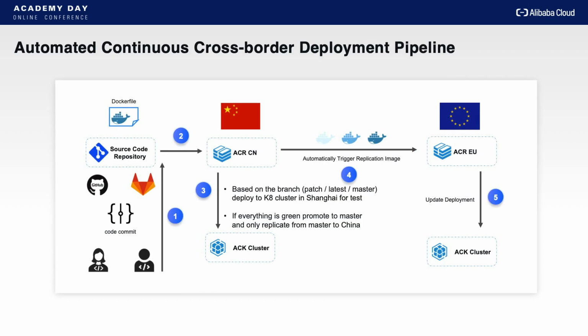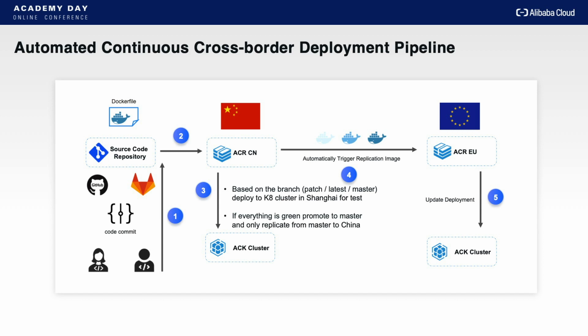Here is an example to automate your cross-border deployment pipeline by using ACR and ACK. For example, as a developer, you can commit your source code in GitLab. Then you can bind your GitLab with the ACR repository. Once your code has been committed, ACR will automatically build your code, and based on the branch, latest or master, ACR will deploy to the Kubernetes cluster in the Shanghai region for testing.